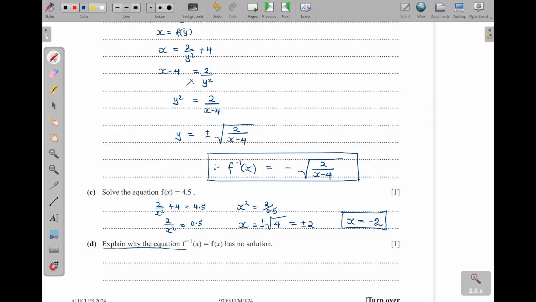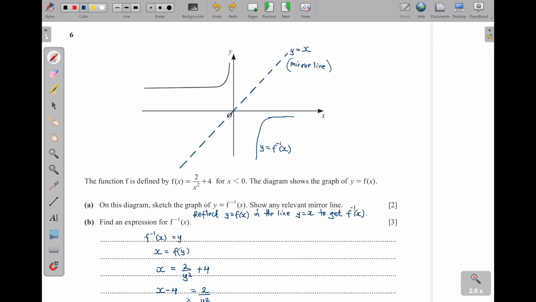Then D, explain why f inverse of x equals f of x has no solution. Of course, when we are solving such, we equate them and then we solve. That means they are intersecting somewhere, but looking at y equals f of x, this one here is not meeting this one at any point. This one is this side, this one is this side. Y values this way are positive, y values this way are negative. So there is nowhere they are meeting. That means you cannot get any solution for that.